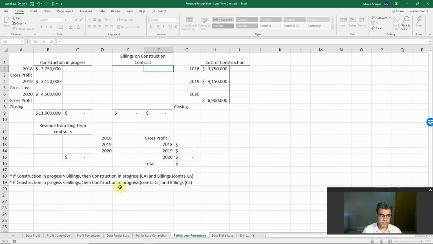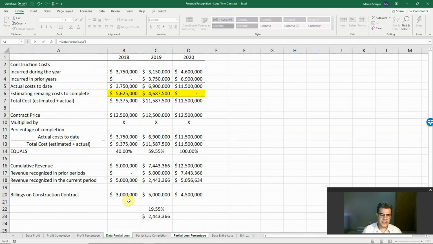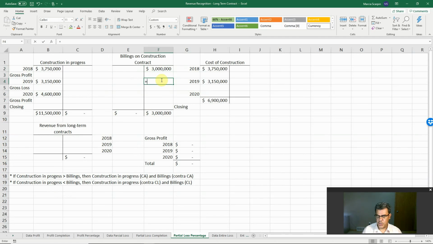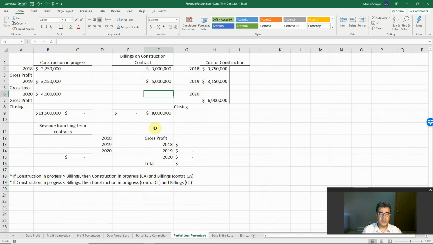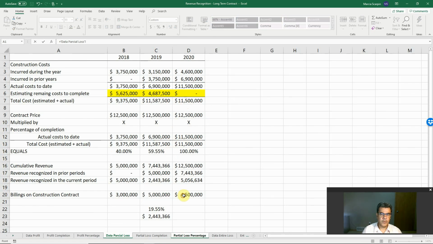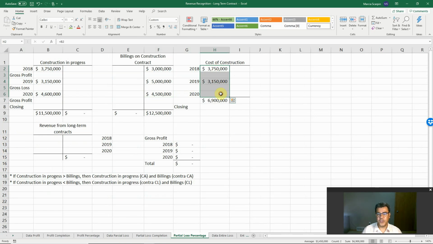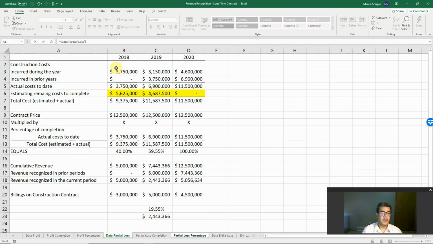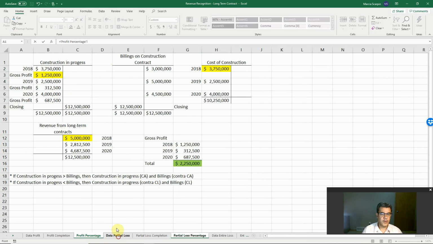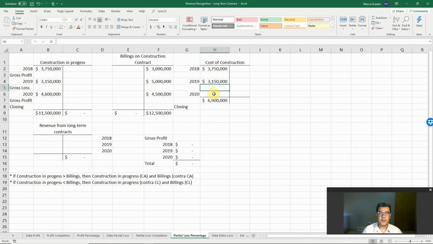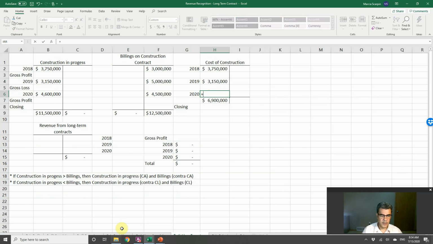Billings, the same. So billings, guys, this info here is completely useless for our revenue recognition. Okay, this is only the cash flow. For the cost of construction here, the cost of construction will be the same cost incurred during the year. So we have the same numbers here.